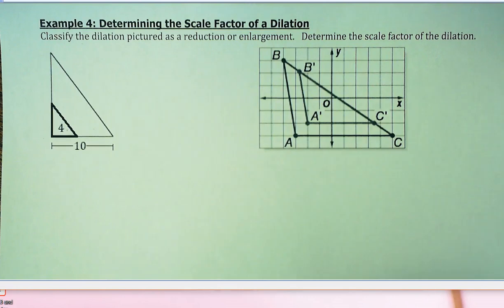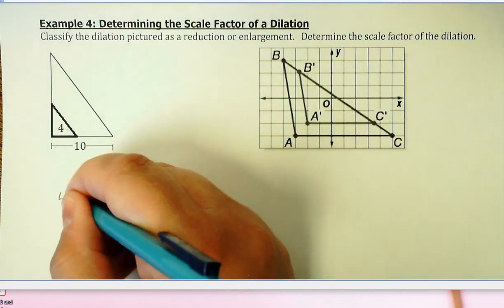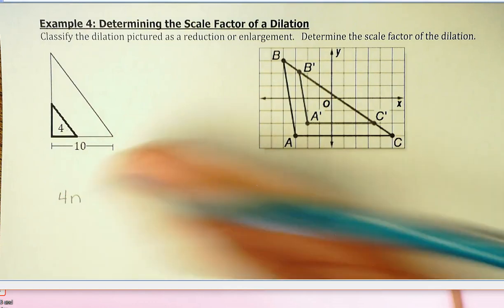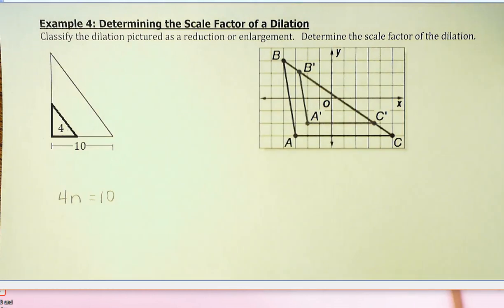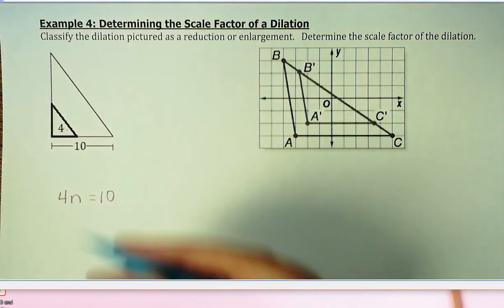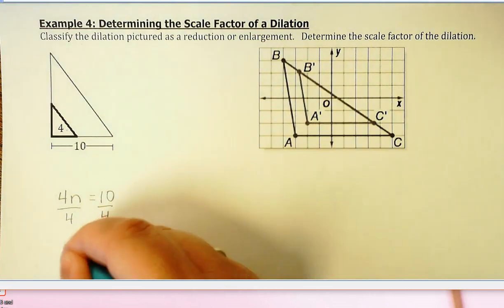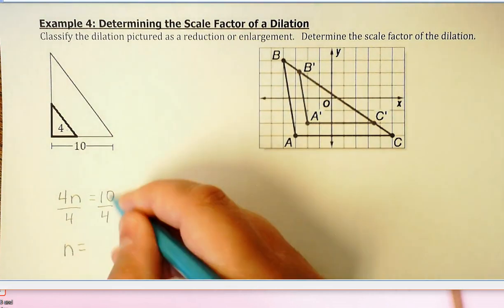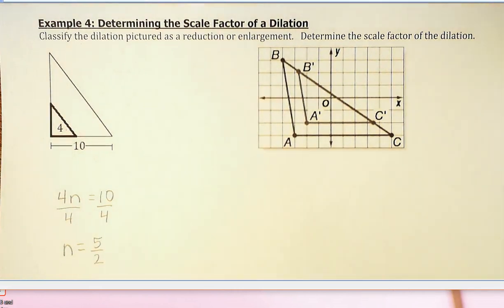What you want to do here, I'm doing something to 4, I'm multiplying that by the scale factor. Sometimes you'll see that represented with an N, and I'm getting 10. So what am I multiplying 4 by to get 10? And that should give me my scale factor. Now in this case, I'm just going to divide both sides by 4, and if you can, go ahead and reduce that fraction, and my scale factor there is 5/2. So if you take 4 times 5/2, that'll be 10. That'll be your scale factor.